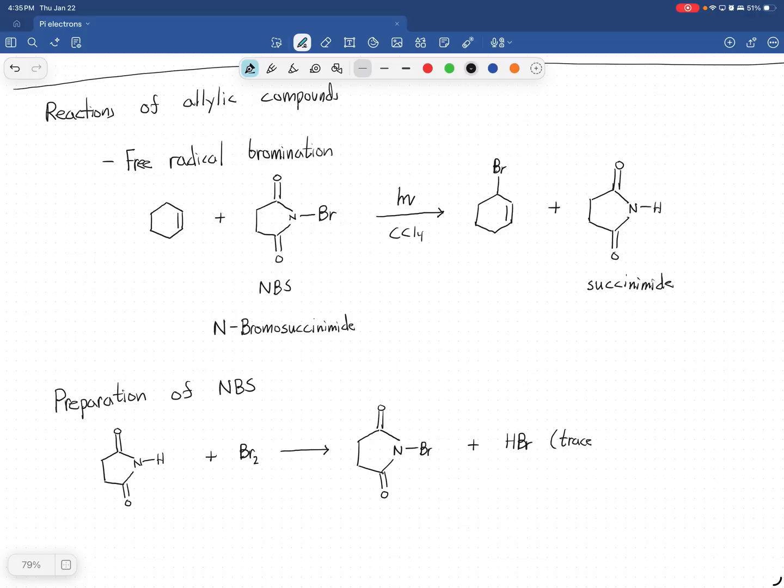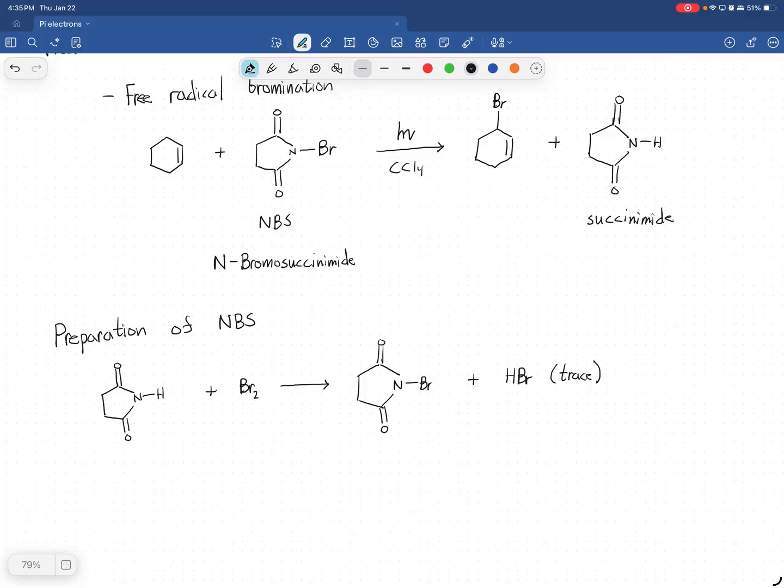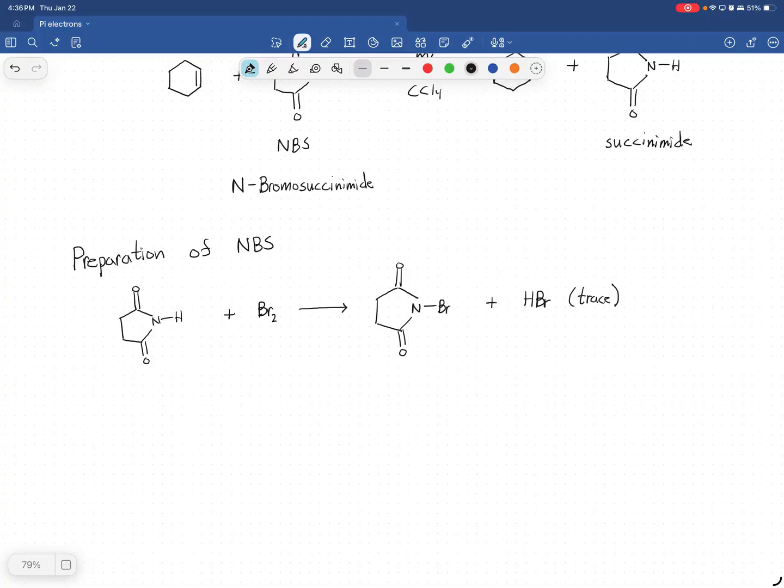Okay, so let's go over how this happens, okay? So you take NBS and you treat it with HBr, and it's going to generate a very small amount of bromine. So the small amount of bromine here is the key. So when I say trace here, a very small amount. If you use too much HBr, you're going to generate too much bromine, and that will just react with your alkene. So that's why it has to be trace, okay? So the trace amount here is important.